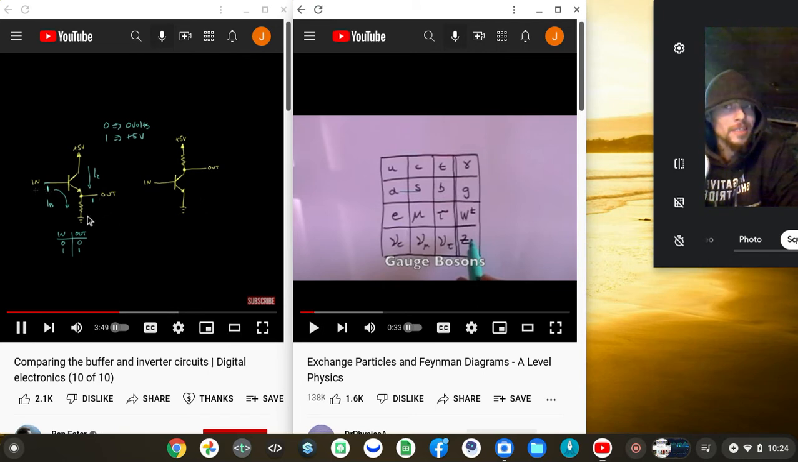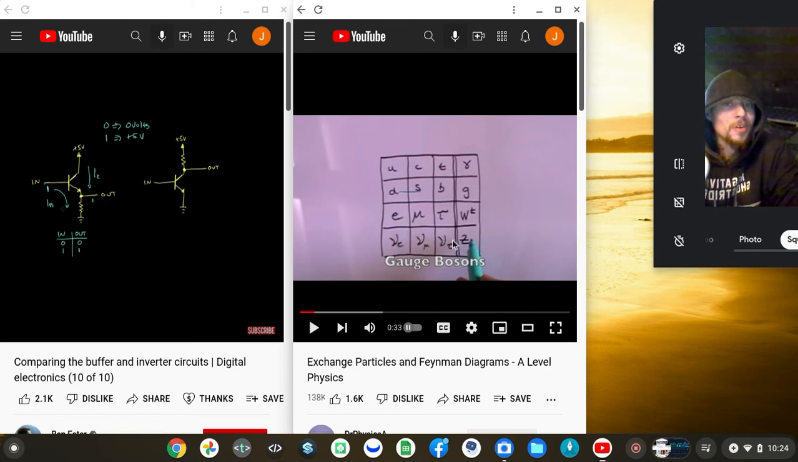So we might have our input have a relatively low amount of current, but then our output is able to drive more current. And on that side there are a couple of different names for this circuit that I want you to be familiar with.